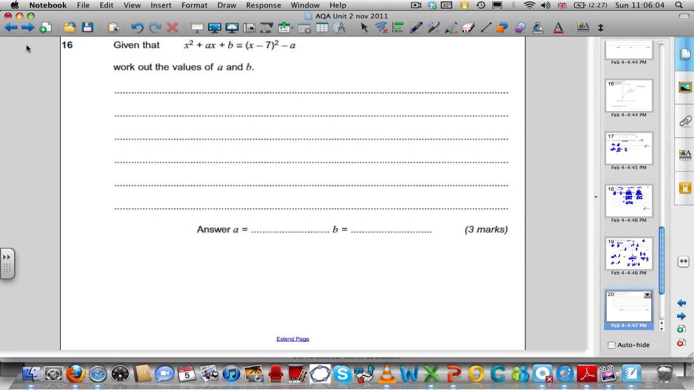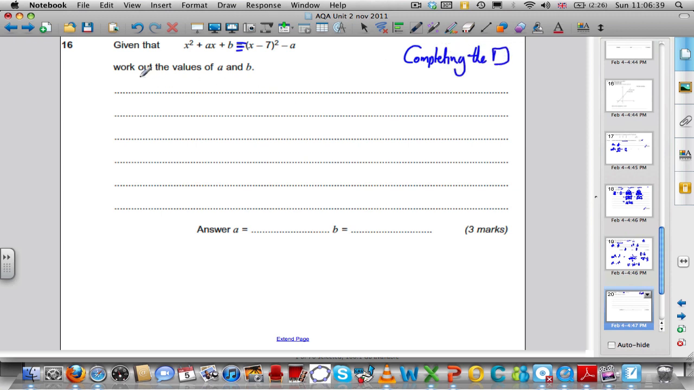Okay, question 16. Given that x squared plus ax plus b is identical to, the three lines here mean identical to, x minus 7 squared minus a, work out the values of a and b. Okay, going from an expanded quadratic to where the x is in brackets and it's squared with another number, it's called completing the square. This process is called completing the square.